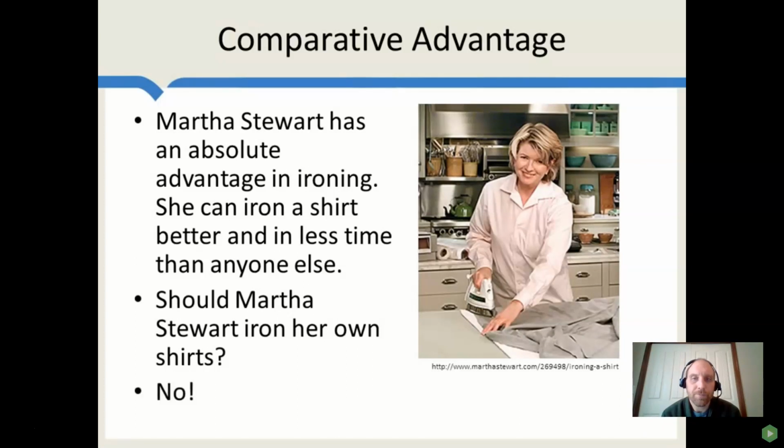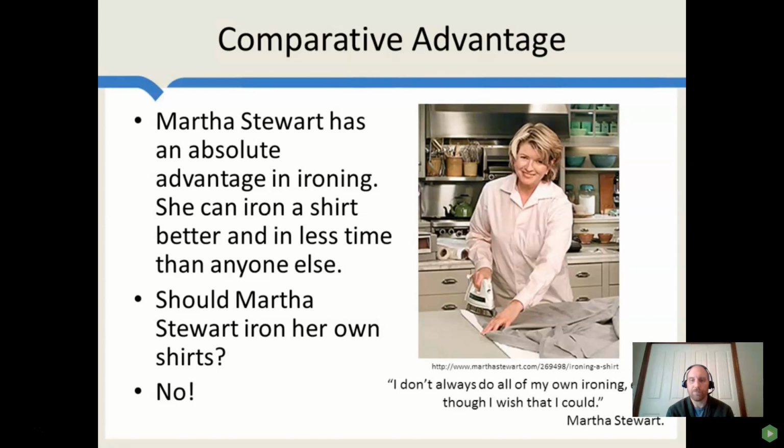And of course the answer here is no. Why not? Well, every hour which Martha Stewart spends ironing her shirts is an hour she's not spending doing something else which is even more valuable, running her own business, for example, running her billion-dollar business. And in fact, in a famous statement, Martha Stewart, because she's very wise, said, "I don't always do all of my own ironing, even though I wish that I could." Let's take a little bit more detail about why it doesn't make sense for Martha Stewart to iron her own shirts.